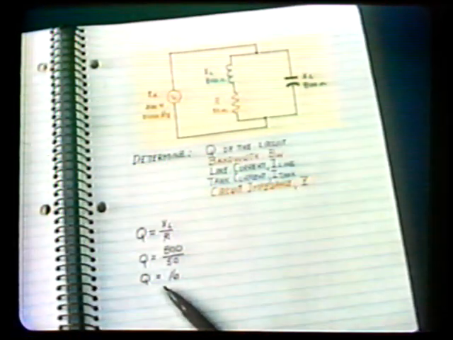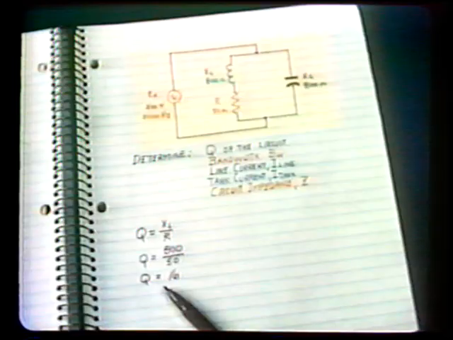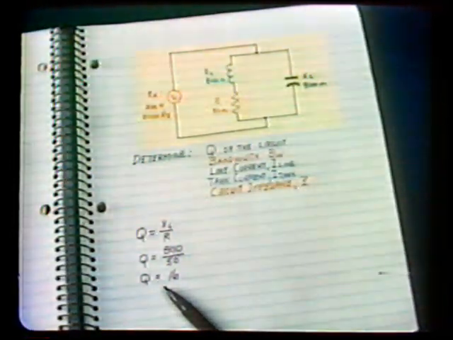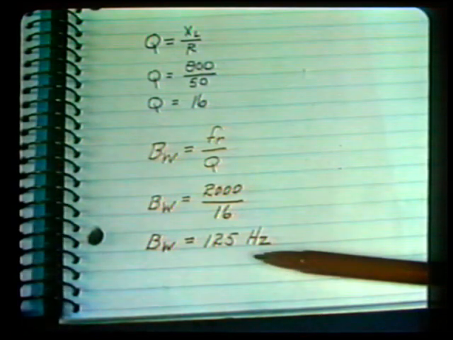Calculating for Q. Q equals XL over R. Q equals 800 over 50. Q equals 16. Bandwidth, BW, equals resonant frequency divided by Q. BW equals 2000 over 16. BW equals 125 hertz.